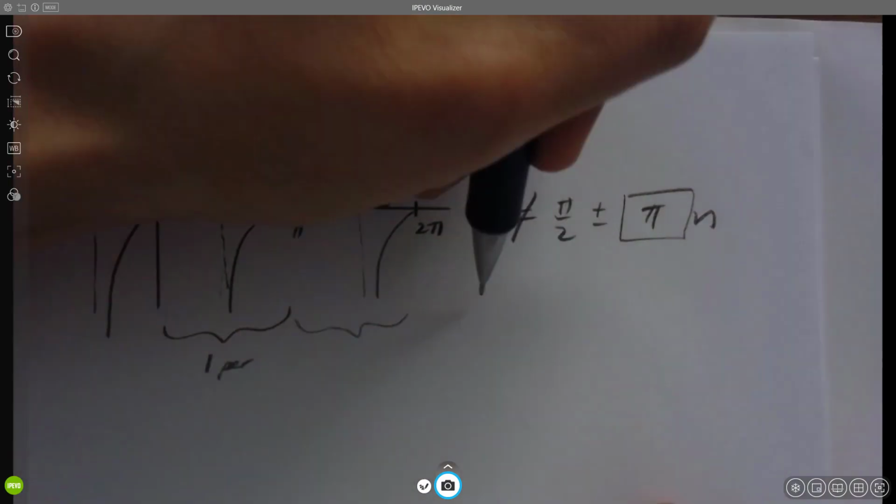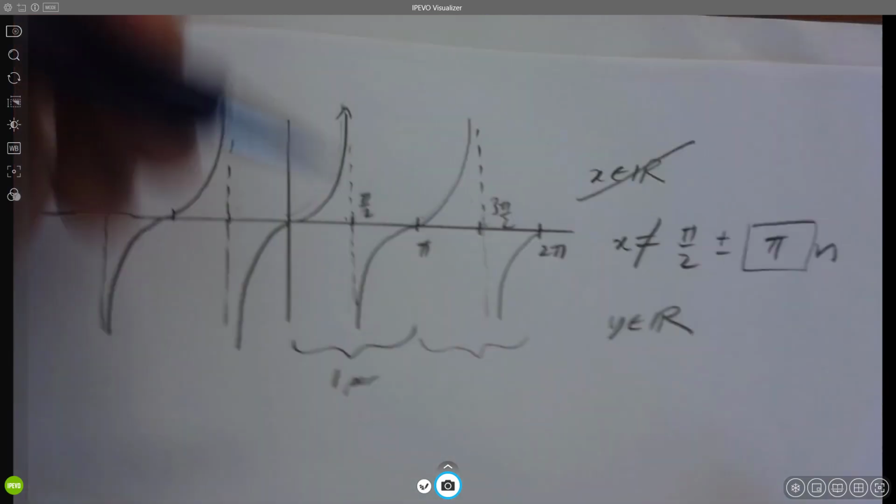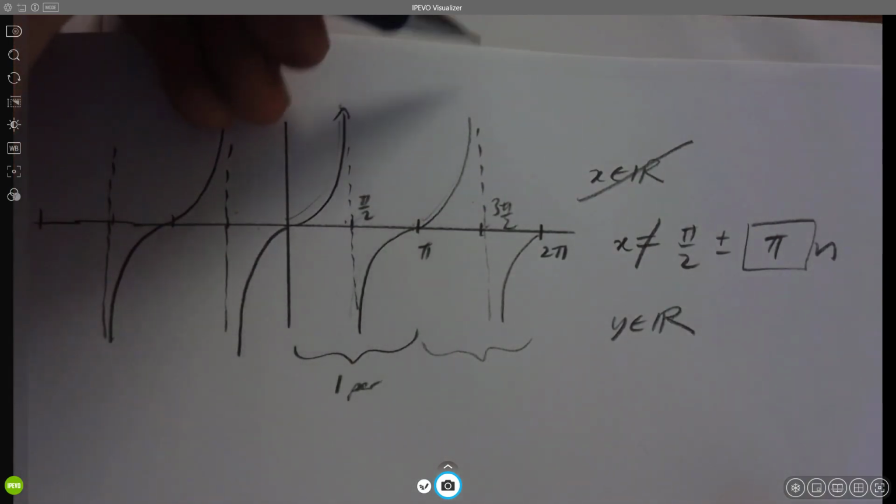Now what about the range? The range, we're going to say y belongs to real numbers. Everything is okay from negative infinity to positive infinity. The graph is defined.